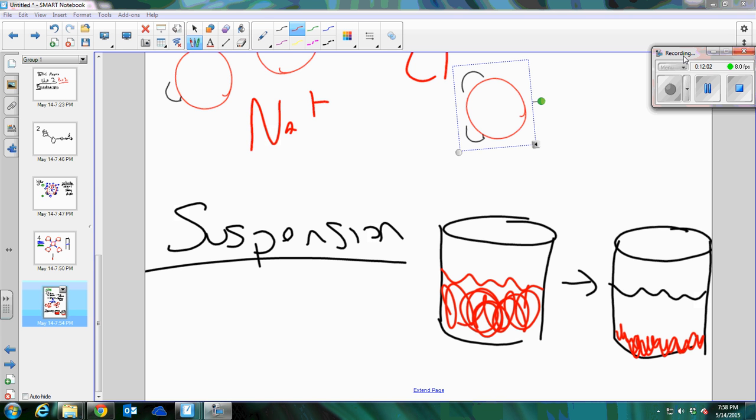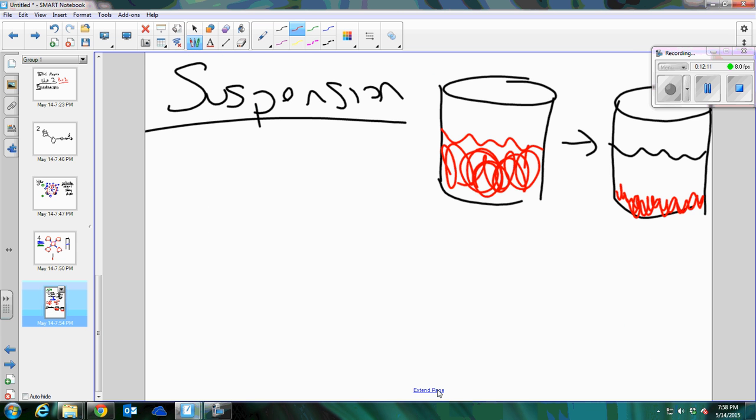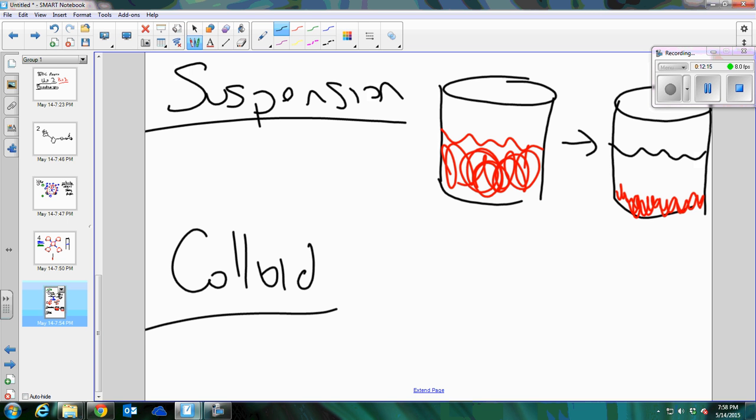Italian dressing is a good example of this. Maybe a jar of Italian dressing would have been a better picture. Well, one more thing here. A colloid is just a more permanent suspension. Milk is a good example of a colloid.